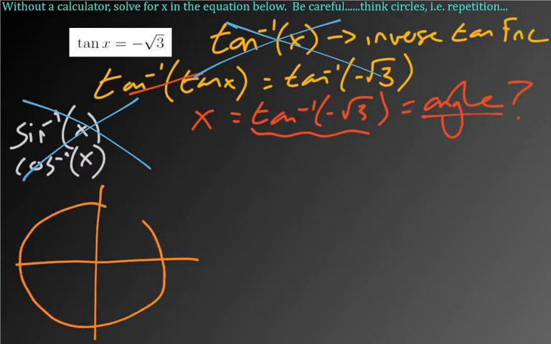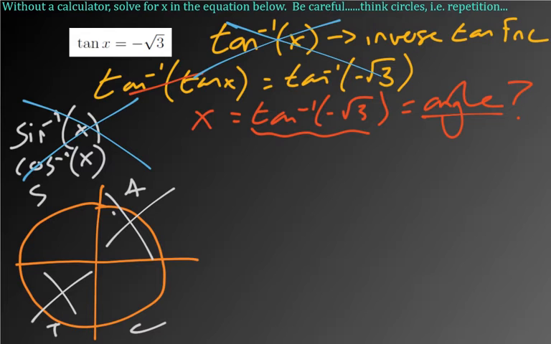So we know tangent is negative. And with my All Students Take Calc thing, the answer is negative, so I can't be in that quadrant. And I also can't be in that quadrant, because tangent's positive there. So I know I'm in quadrants 2 or 4.